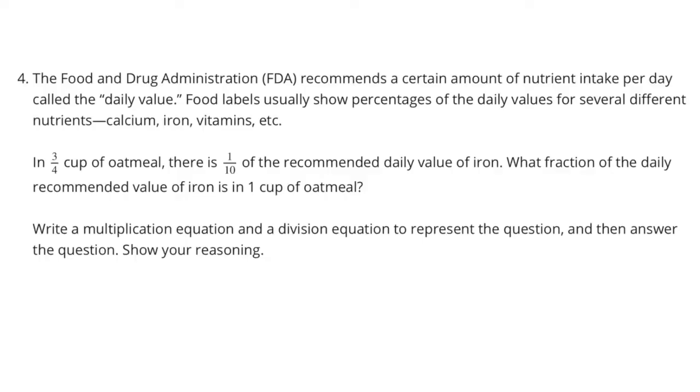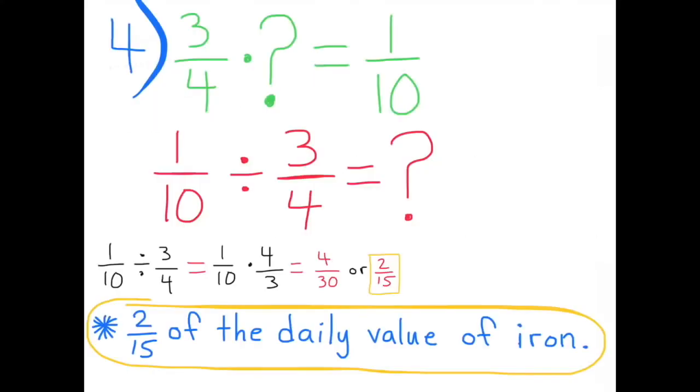Write a multiplication equation and a division equation to represent the question, and then answer the question. Show your reasoning. 3/4 times what number equals 1/10? That could be written as a division problem as well. 1/10 divided by 3/4 equals what number? 1/10 divided by 3/4 equals 1/10 times 4/3, and that equals 4/30 or 2/15. 1 cup of oatmeal would provide 2/15 of the daily value of iron.